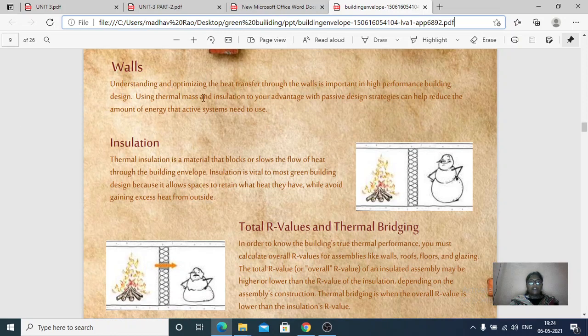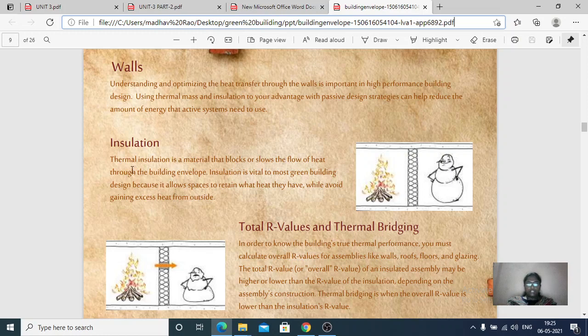Wall: understanding and optimizing the heat transfer through the wall is more important in high performance building design. So see here, normally when we are going to use red bricks in Telangana, most of the people, 90% of people, will not be using thermal mass and insulation to take advantage of passive design strategies, because here we will not be using this type of strategies. This type of strategies can be used in the green building. Here we are just talking about the conventional buildings.